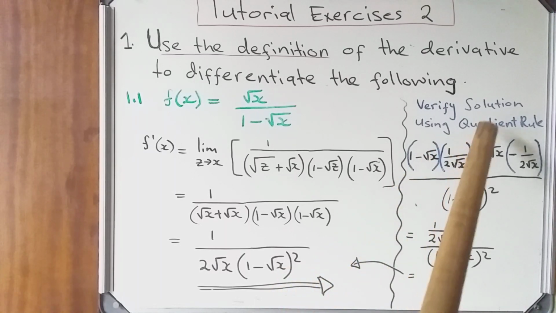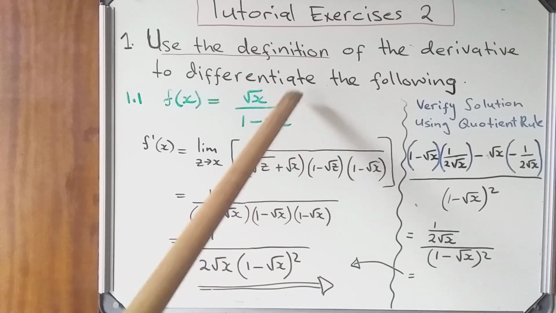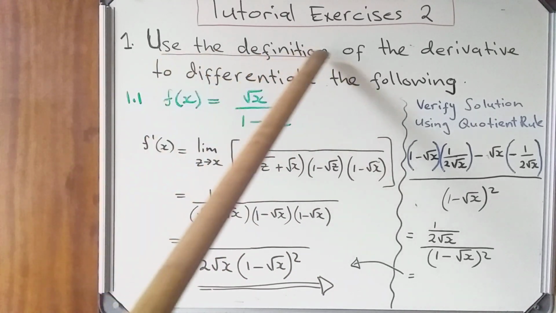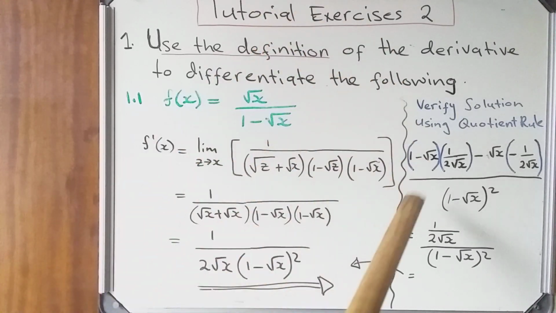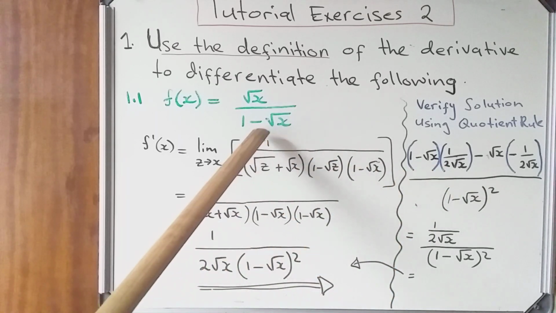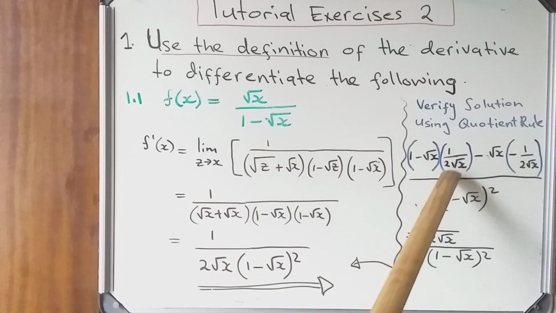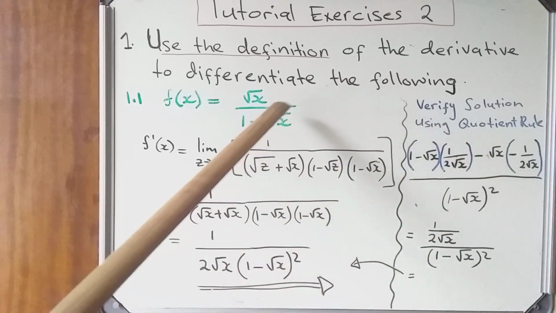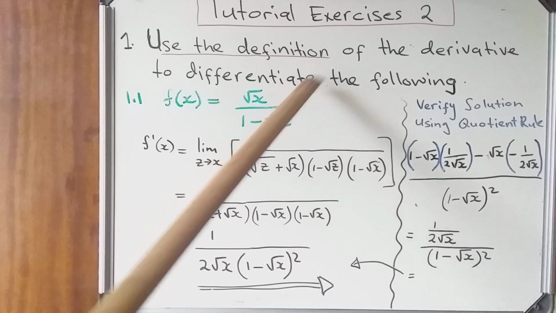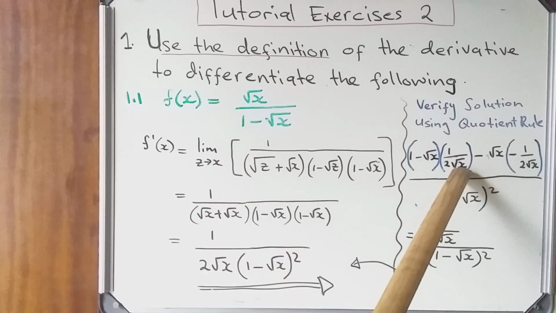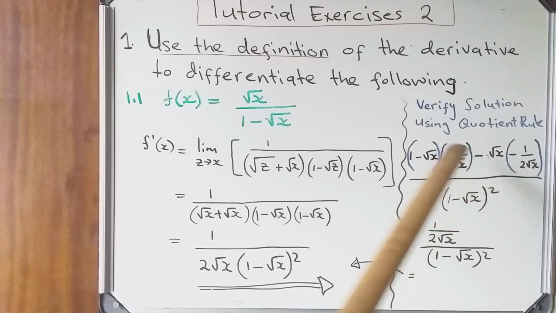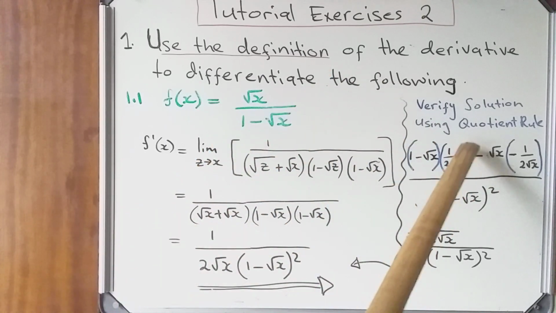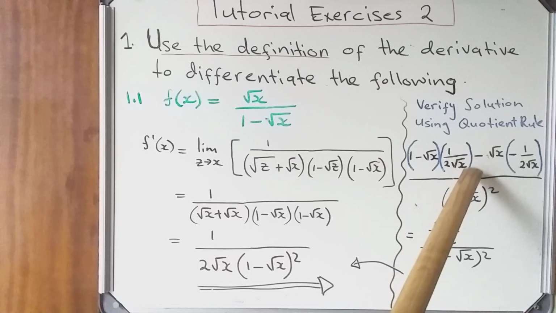You can also verify the solution using the quotient rule. Remember, here we're using the definition, so you can verify if your answer is correct using the quotient rule. So what does the quotient rule say? The denominator multiplied by the derivative of the numerator. If you differentiate the numerator root of x, you get half x to the power negative half, which is 1 over 2 root of x.